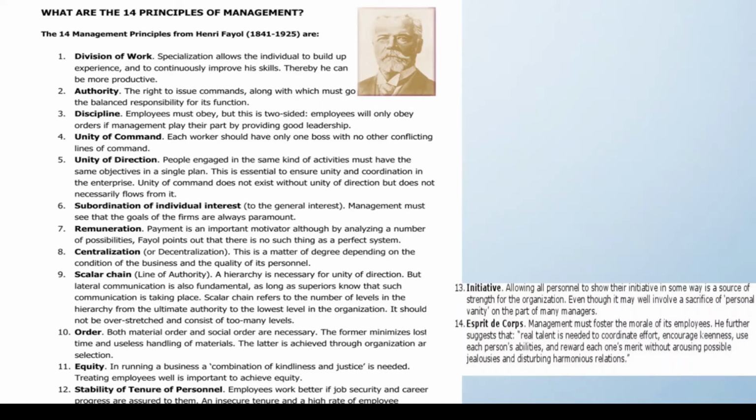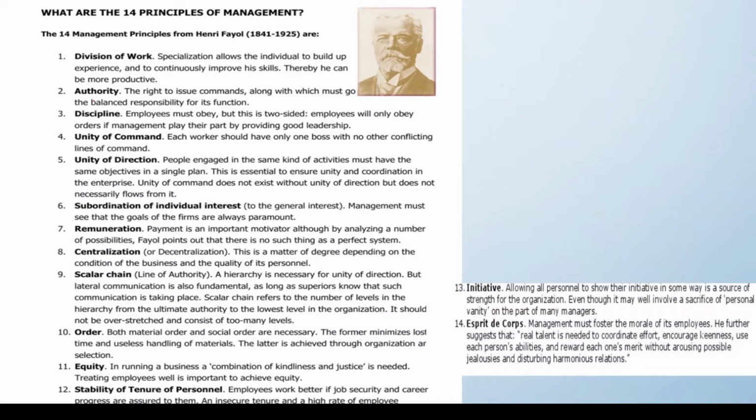See, here you can see Henry Fayol, and all the management principles are described here. First of all, when we say division of work, it is talking about specialization, and it allows individuals to build up experience and continuously improve their skills in that particular specialization. Thereby they can be more productive. If we specialize one individual with one skill, then he can be more productive. So that is given in the first head, division of work.